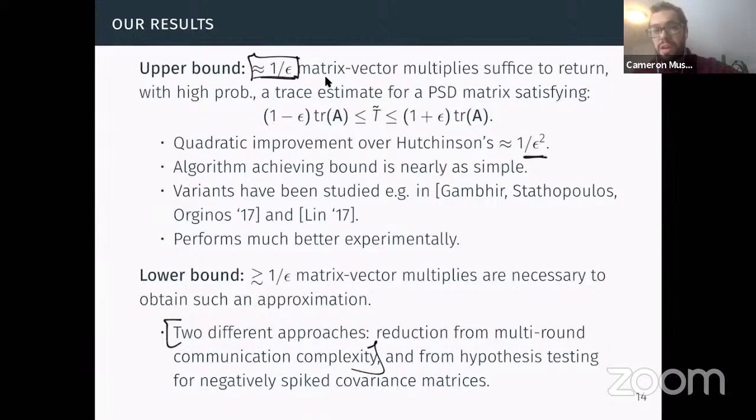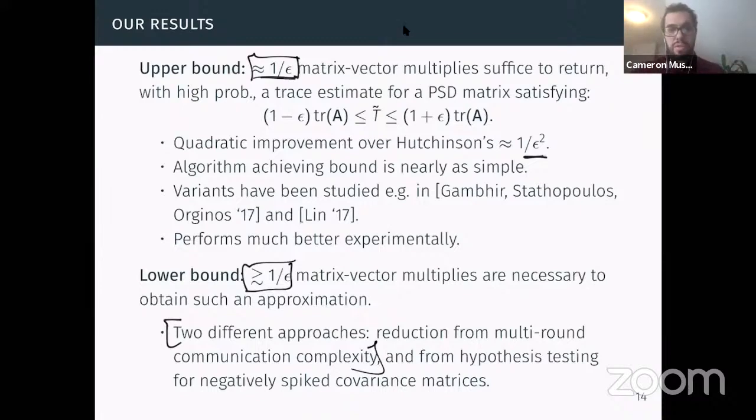These two different approaches have slightly different merits. The reduction to communication complexity holds in a bounded bit precision model, but it loses a log factor. It basically loses a factor depending on your precision. The other lower bound holds in the real RAM model of computation, where you just pretend everything you're working with is a real number, and doing operations like multiplying two real numbers together takes order one cost. So they apply in slightly different models, but roughly they both show that you need 1/ε matrix vector multiplies to get a good trace estimate.